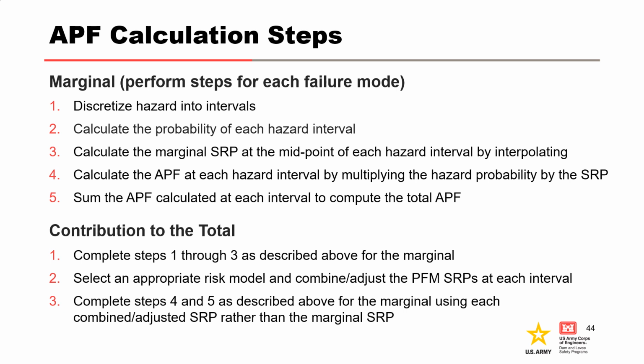When we calculate the total risk, as we discussed in Module 1, we need to combine the PFM risk estimates in a way that is technically correct so that we do not artificially inflate the risk. So to calculate the contribution of each PFM to the total risk, we will follow the same procedure as for calculating the marginal APF, but we will select a risk model, such as competing risk, to adjust the system response probabilities. And we will then use those adjusted system response probabilities instead of the marginal system response probabilities in the calculation.